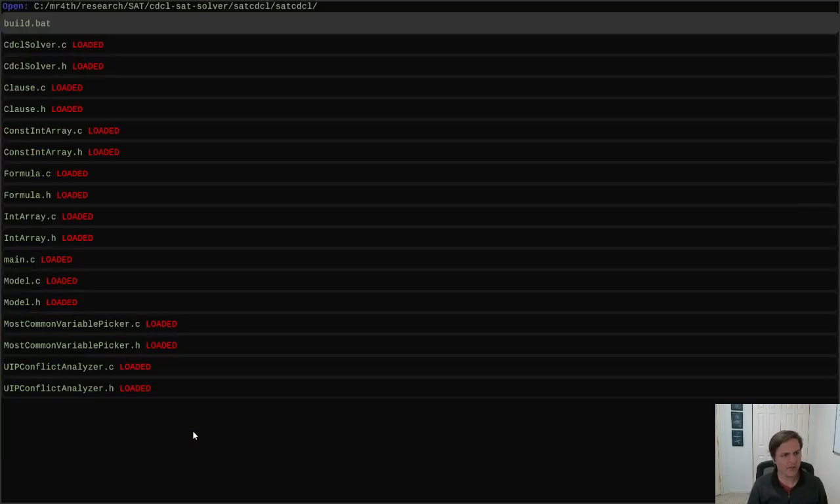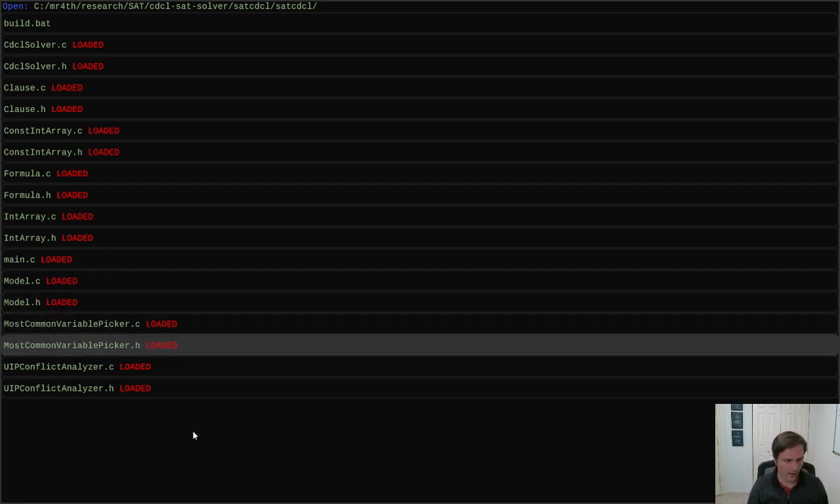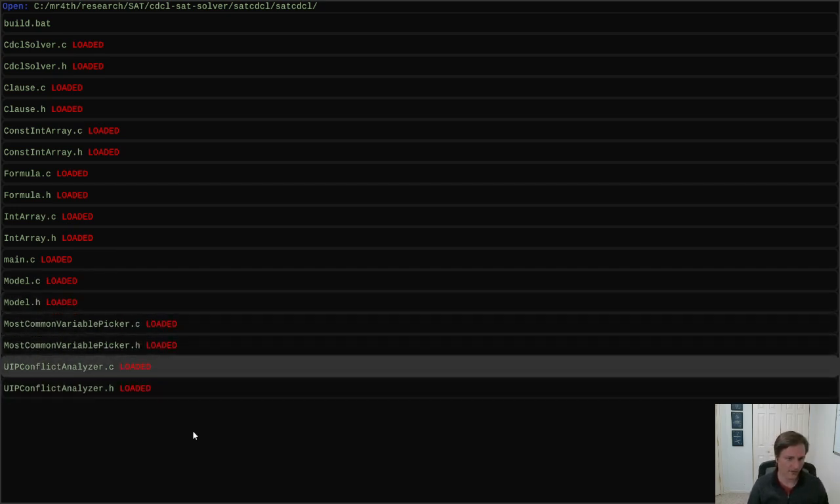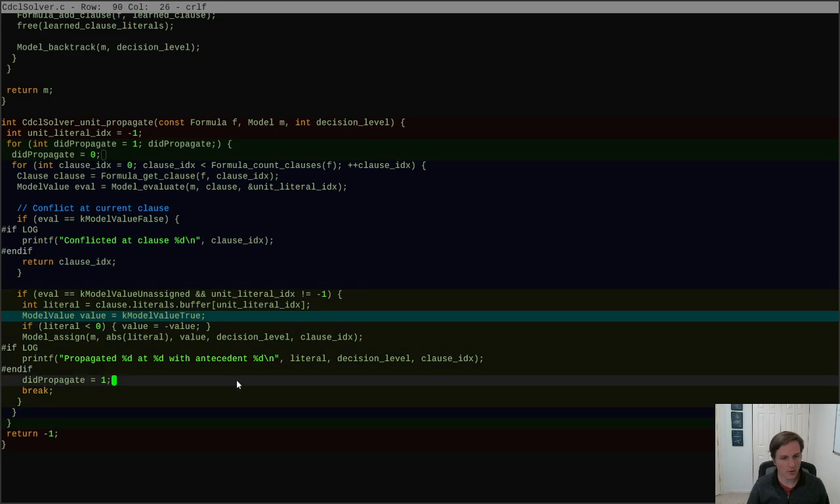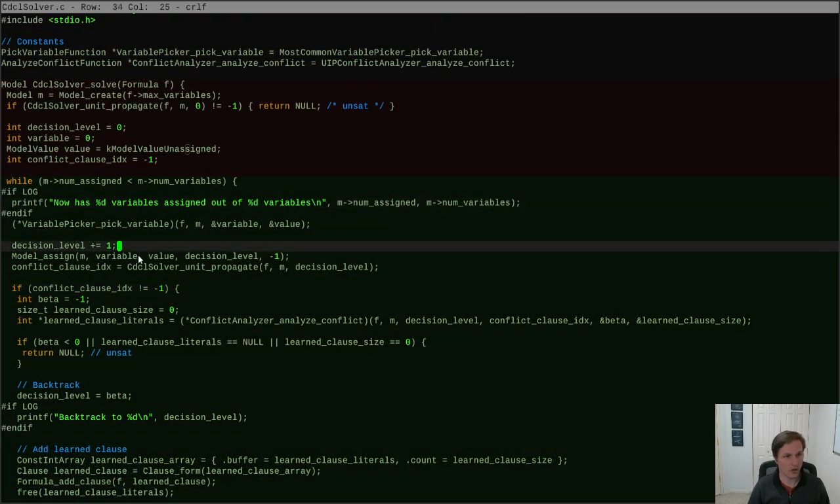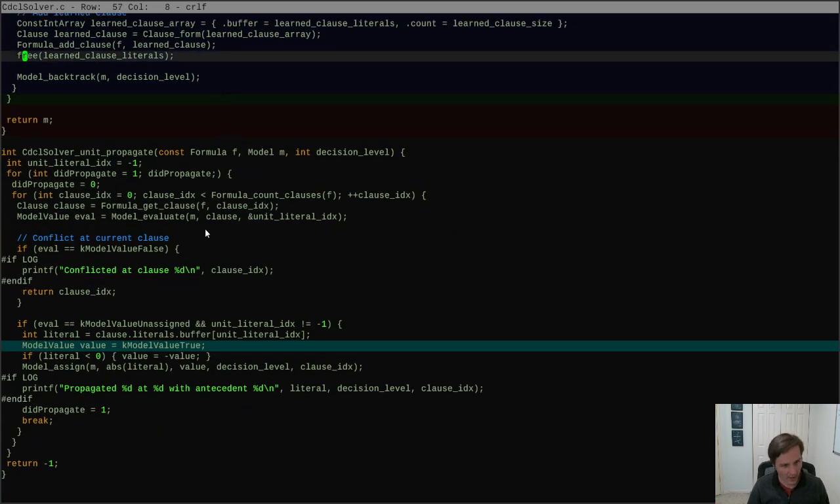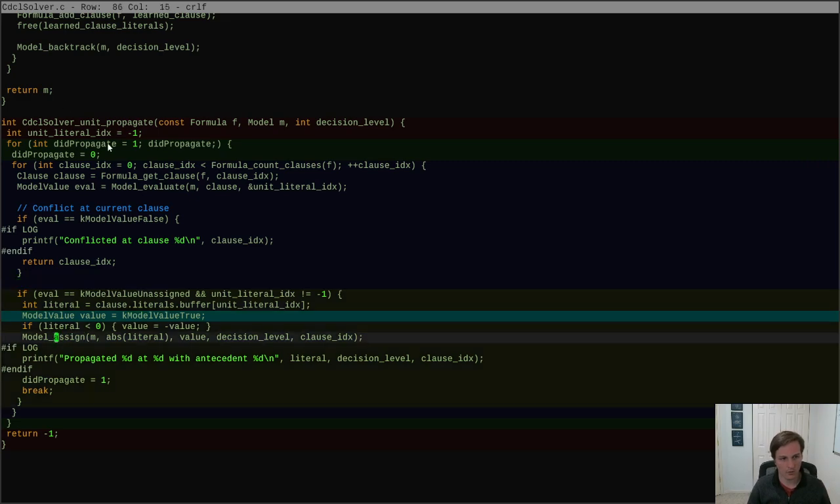Are there any files in here I skipped? Most common variable picker and UIP conflict analyzer. These two might be interesting things that I don't know anything about yet. But we know what unit propagate is doing. Let's go back up. I think I still need to learn what solve does and how those fit in. But I'm at this 70 to 80% understanding point now. I have a model. I know how we're evaluating it.